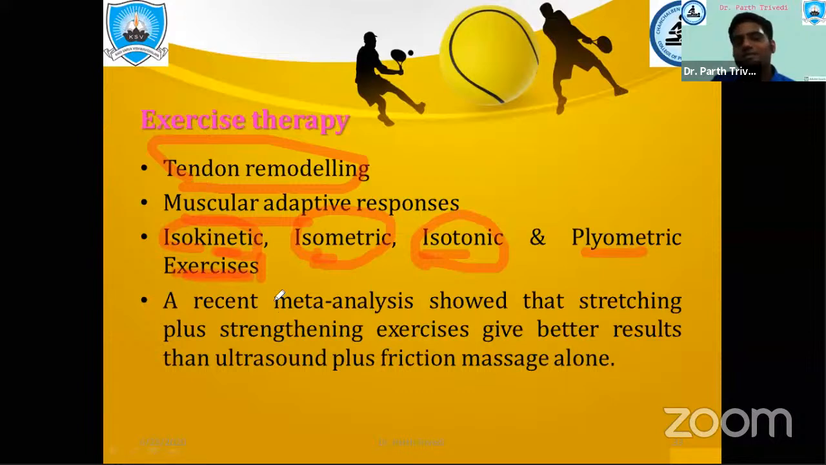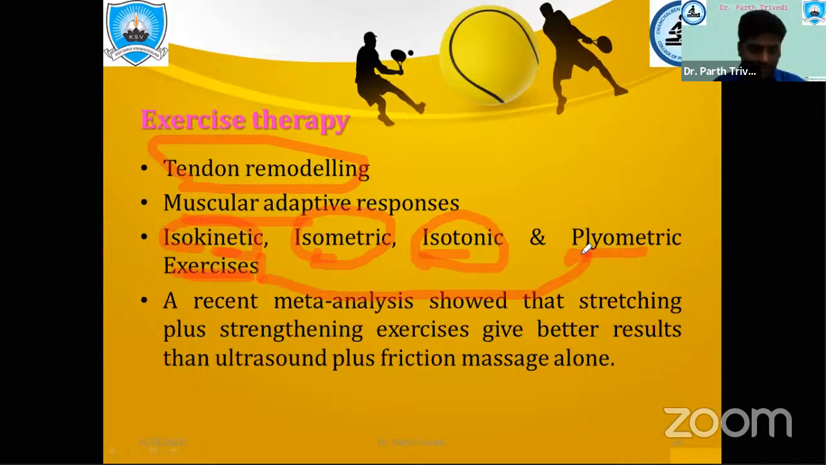Why plyometric exercise? Plyometric exercises are used to train athletes because they involve stress and strain in a short duration of time. We are basically focusing on the stress-strain cycle of a muscle, elongating and shortening the muscle in a very short duration of time. This helps us with recurrence of the injury.